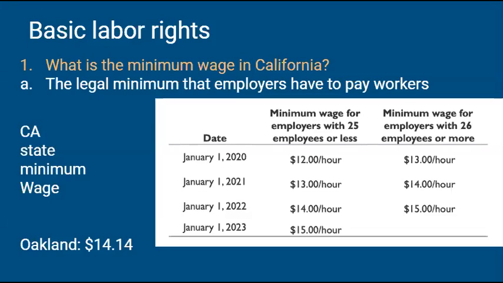But a lot of different cities and localities have passed a higher minimum wage than the California state one. So, for example, Oakland is at 14.14 right now, and San Francisco, San Jose, and many other places have higher minimum wages. That's because they know that the cost of living is much higher, and so worker advocates have been able to fight for a little bit higher wage. Often it's still not enough, but I think it's a recognition that the state minimum wage is definitely not enough for most places.